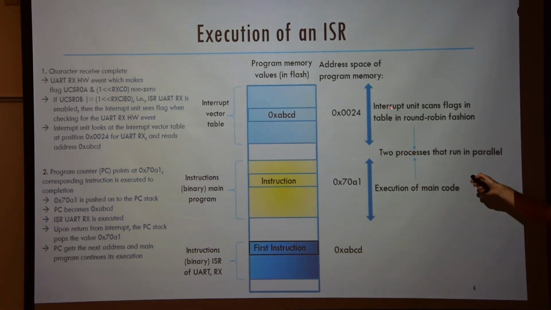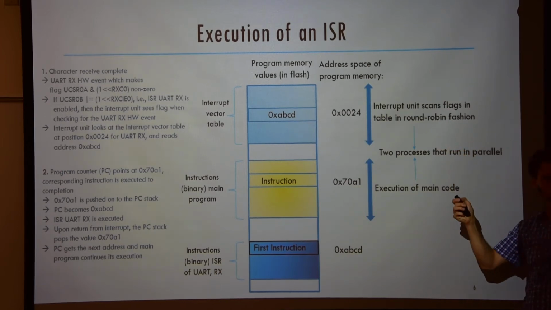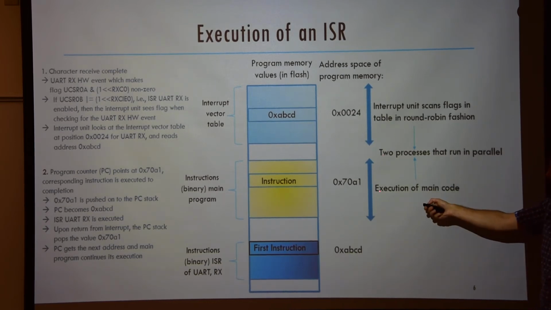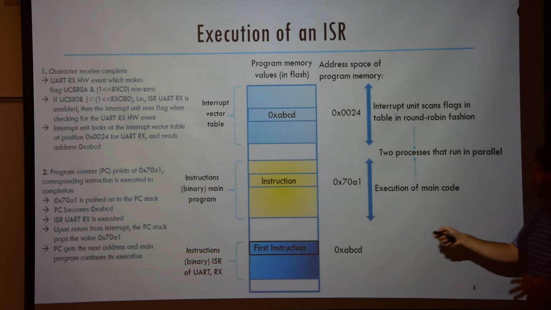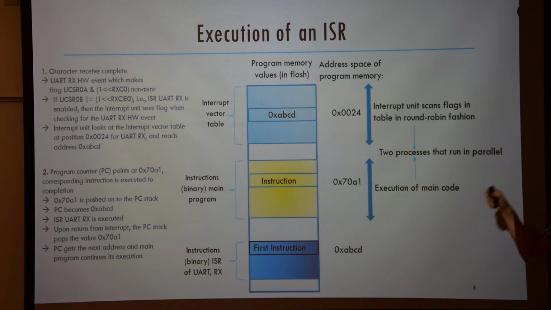So effectively, the interrupt unit scans all the flags in the table in a round-robin fashion. So it reacts very fast, right? And the execution of the main code is done at the same time by the ALU. There are two different hardware components, and so these two processes actually run in parallel.